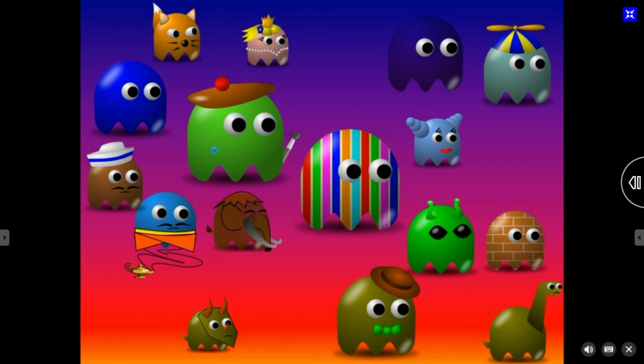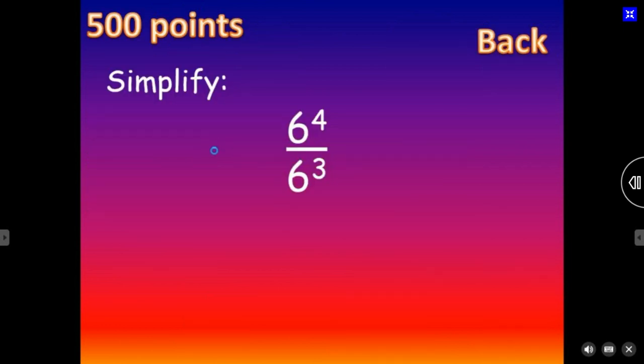Alright, the brick wall is problem 18. So we are in problem 18 and it is 500 points.